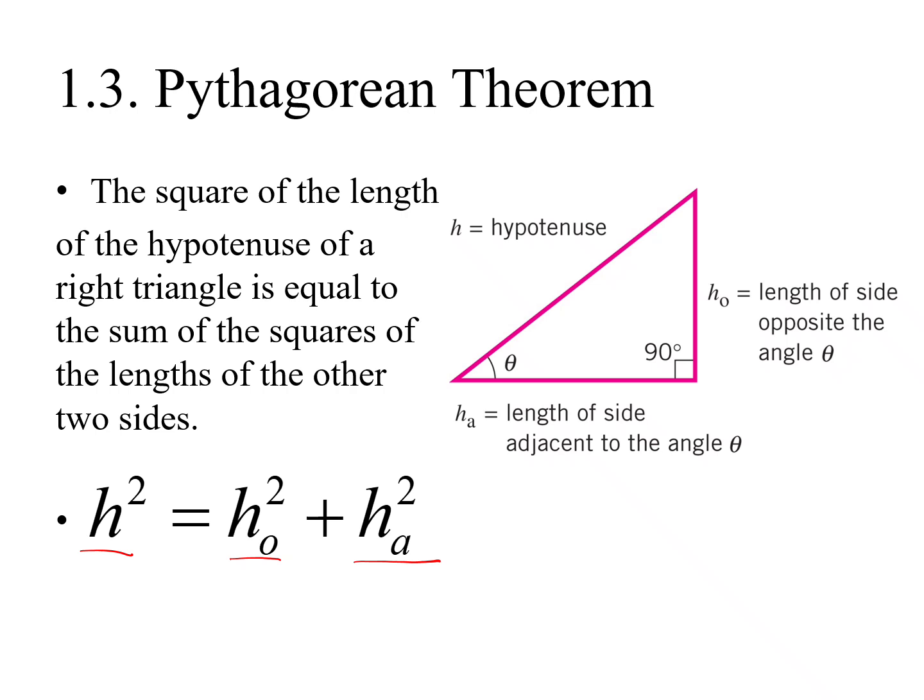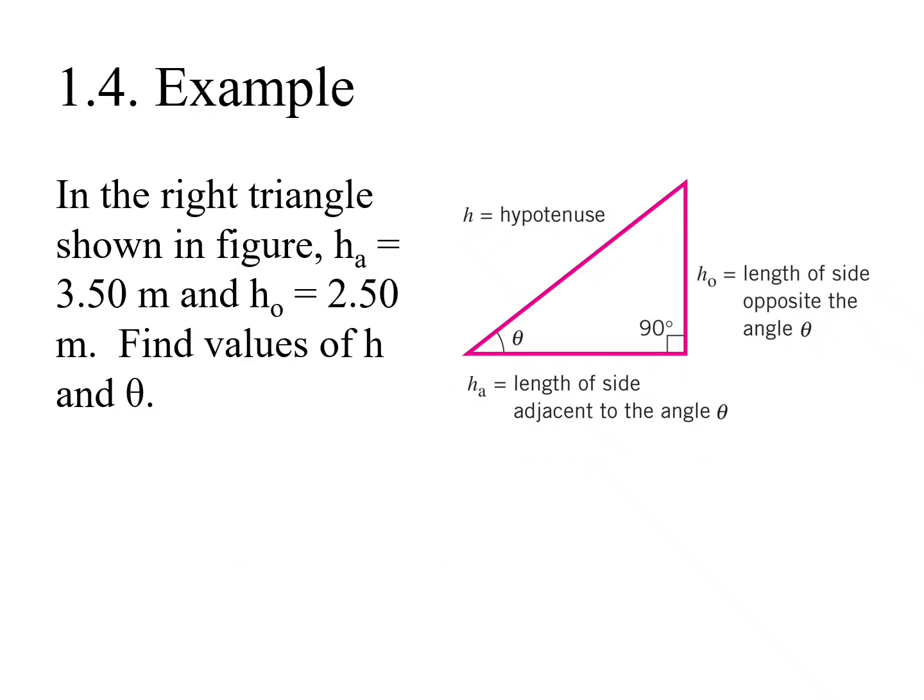Now let us use this relationship in a quick example. In this example, the adjacent side is 3.5 meters and the opposite side is 2.5 meters. We are asked to find the hypotenuse and the angle theta. This is exactly the type of calculation we will do later for vectors. First, we find the hypotenuse and then the angle.